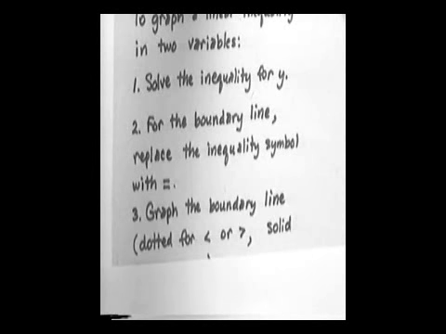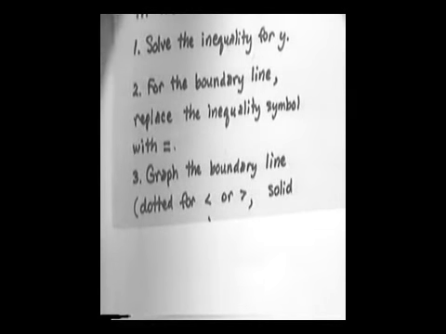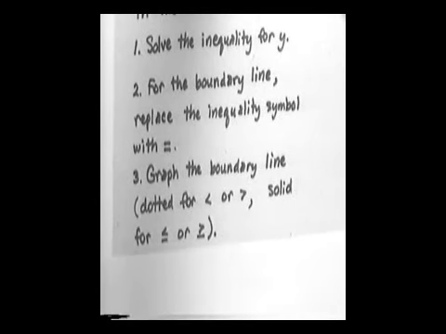Step 3, graph the boundary line. You will draw dotted for less than or greater than, solid for less than or equal, or greater than or equal. Graph the boundary line, a dotted line or a solid line. Dotted for less than or greater than, solid for less than or equal, or greater than or equal. This much will tell us where the boundary line is and what it looks like.